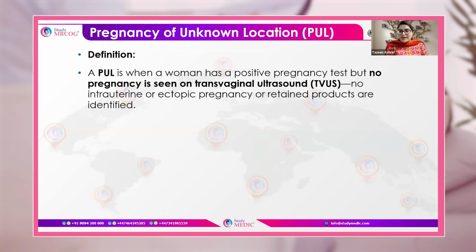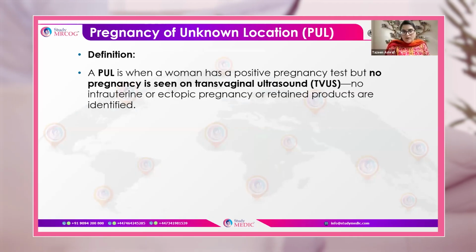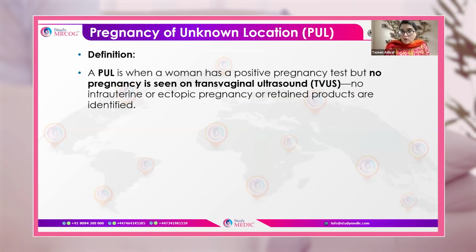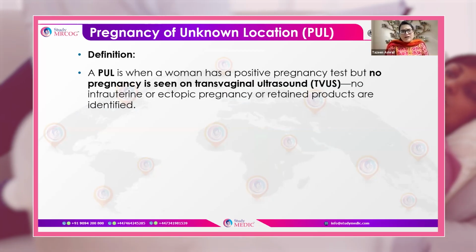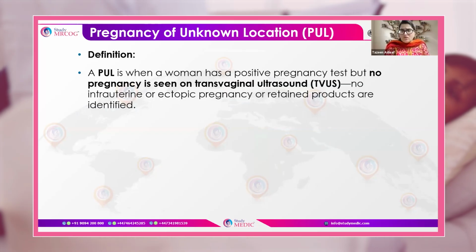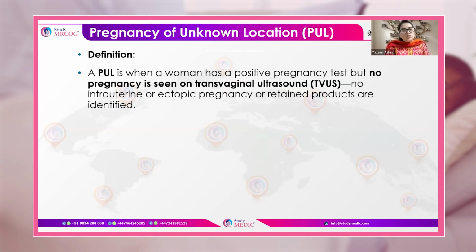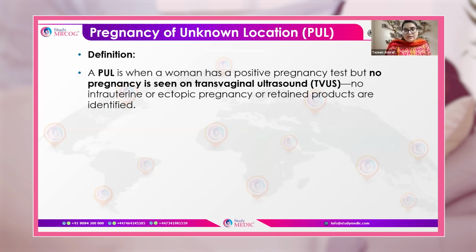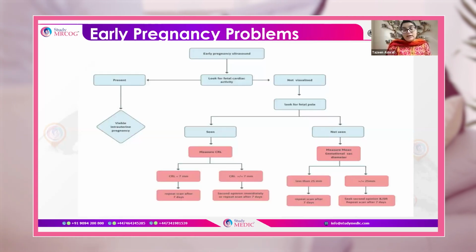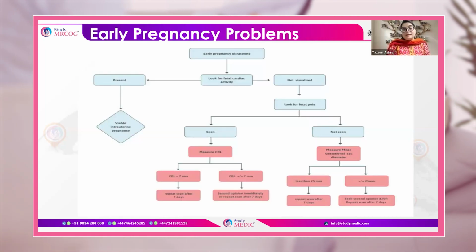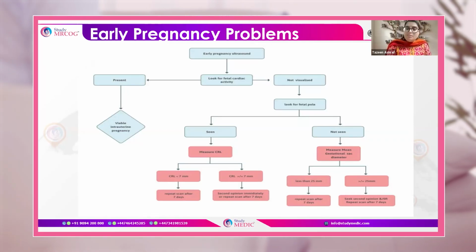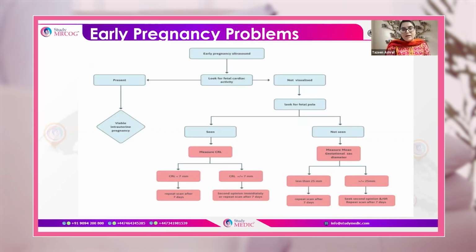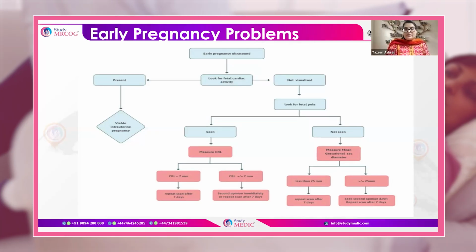So moving forward to the next topic, that is pregnancy of unknown location. That is when a woman has a positive pregnancy test, but we are unable to see pregnancy on transvaginal scan, and there is no intrauterine pregnancy, but the pregnancy hormones tell that this patient is having pregnancy, and the pregnancy hormone levels are higher. Beta HCG levels are higher, but we are unable to see pregnancy.